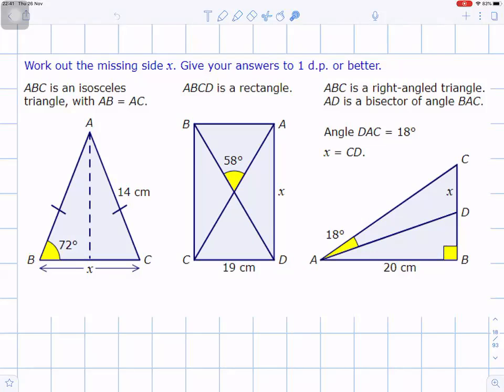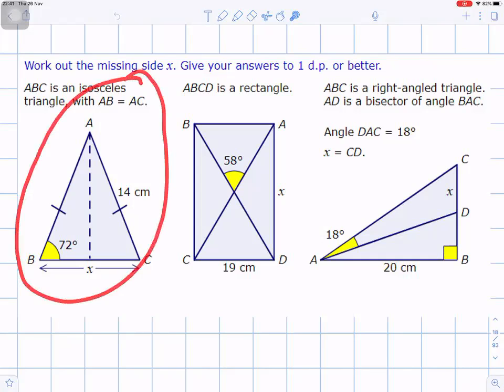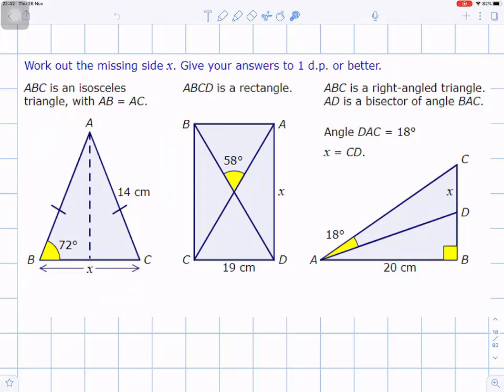Work out the missing side x. Give your answers to 1 decimal place or better. The first one is an isosceles triangle. You want to find the missing side x. Second one, ABCD is a rectangle. We want to find this side x. And the third one is a right angle triangle. I want to find this short part x there.